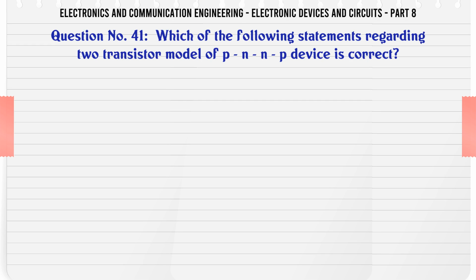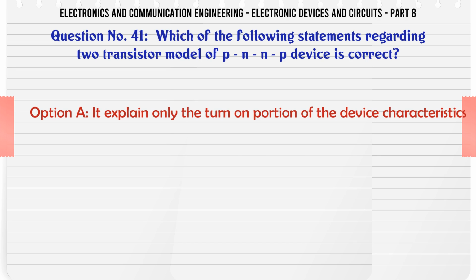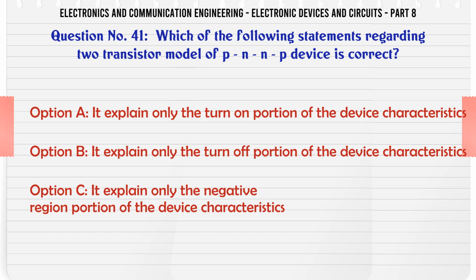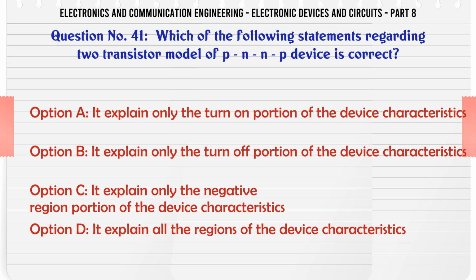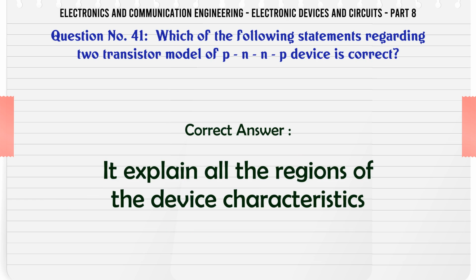Which of the following statements regarding two-transistor model of PNP device is correct? A. It explains only the turn-on portion of the device characteristics. B. It explains only the turn-off portion of the device characteristics. C. It explains only the negative resistance portion of the device characteristics. D. It explains all the regions of the device characteristics. The correct answer is it explains all the regions of the device characteristics.